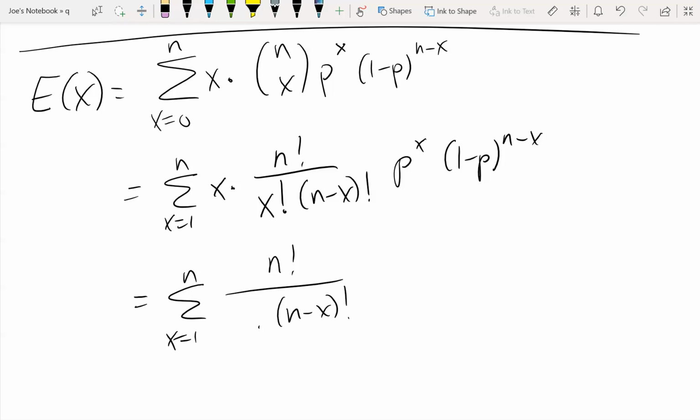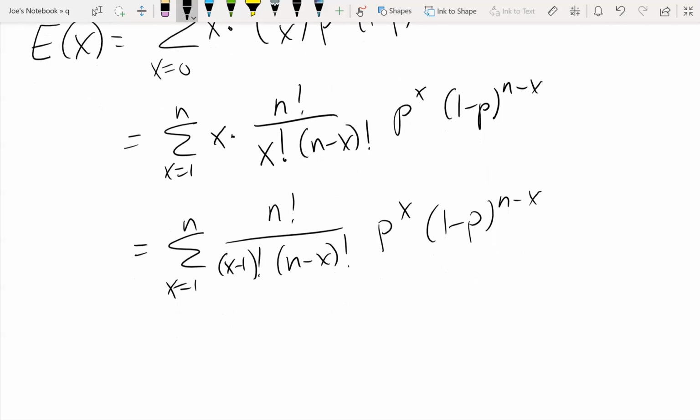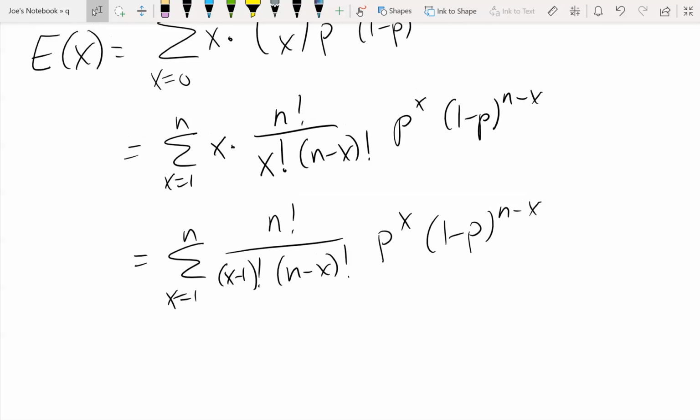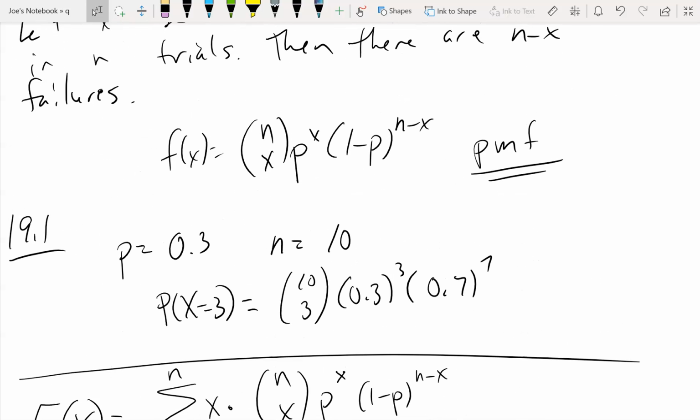Oops, I said x minus 1 factorial and didn't write it. Okay, that doesn't look pretty so far. So we've got to be a little bit clever, because it's what we do, try to be clever. All right, well, notice back up when we started this, I said that this was a PMF.